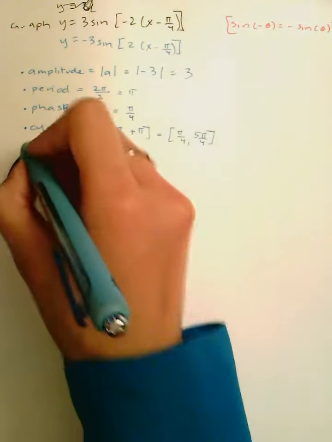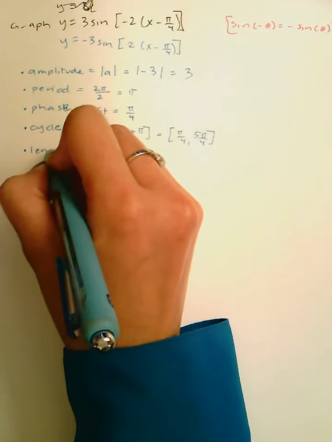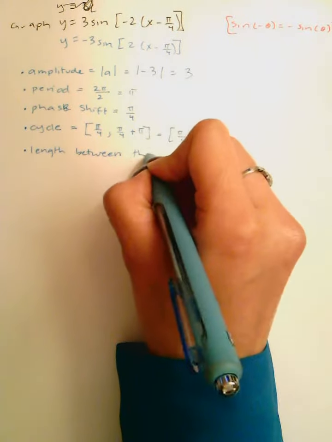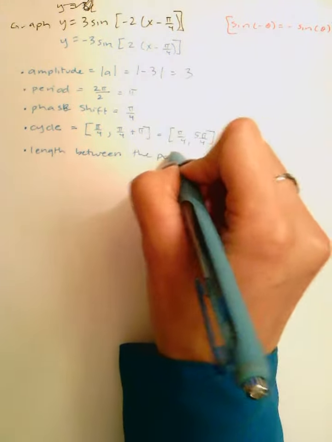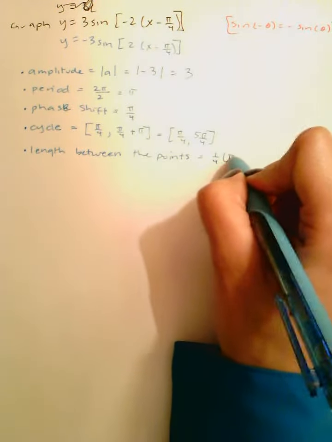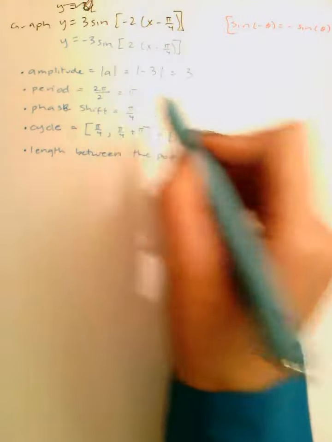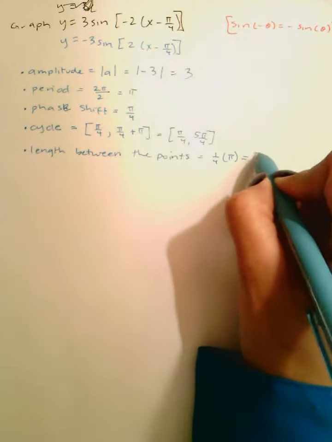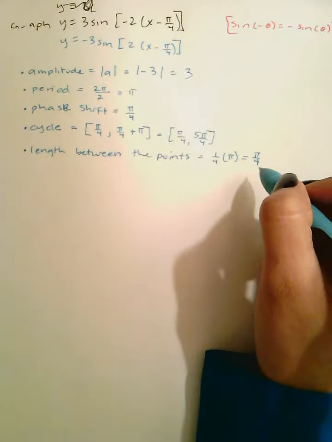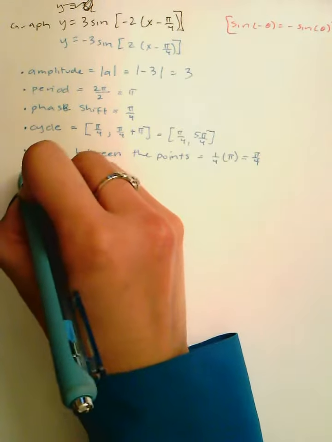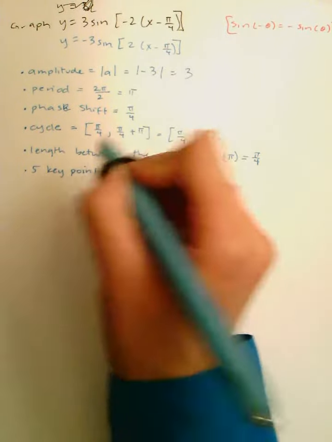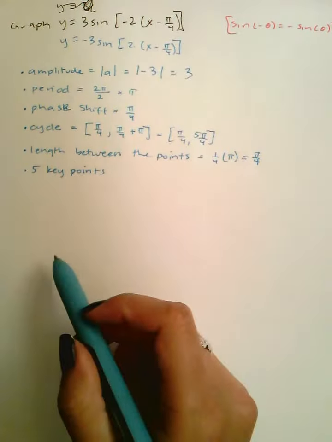And now what we want to find is the length between the points. As you may have guessed, it's going to be the same. It's 1/4 times the period. And because the period is pi, this is equal to pi over 4, again, just like before. Then we're going to find the 5 key points based on the cycle and the length between the points.